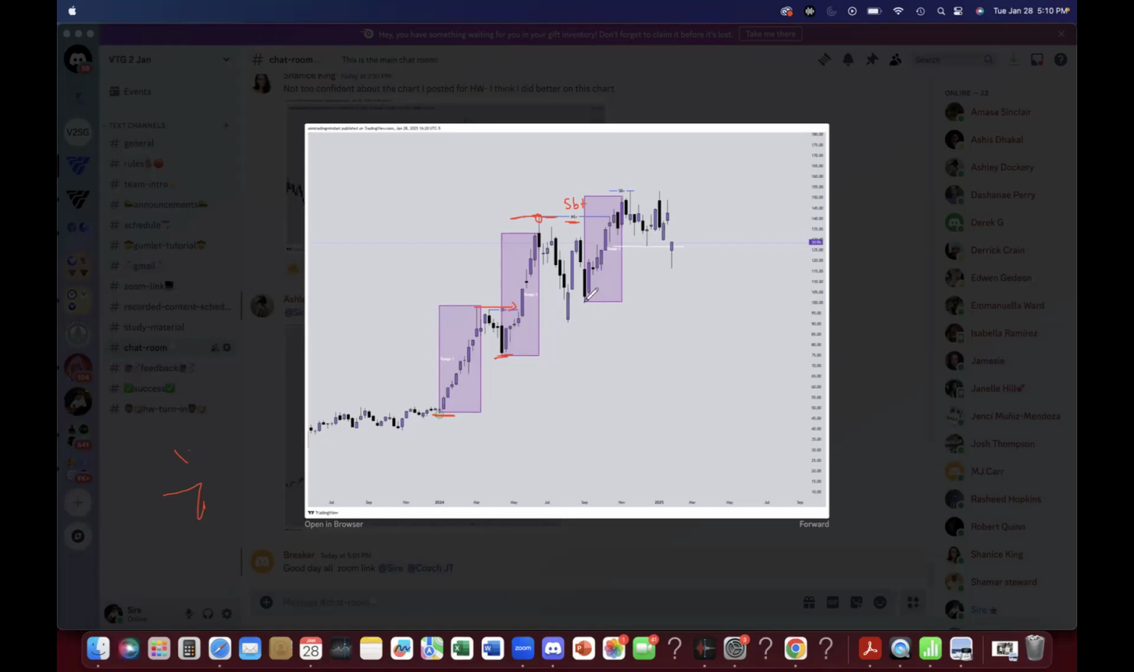And then range number 3, this low all the way up to this high here. So this is all one move up. And then price is just in between range 3 right here. So does that make sense? Any questions on this example?